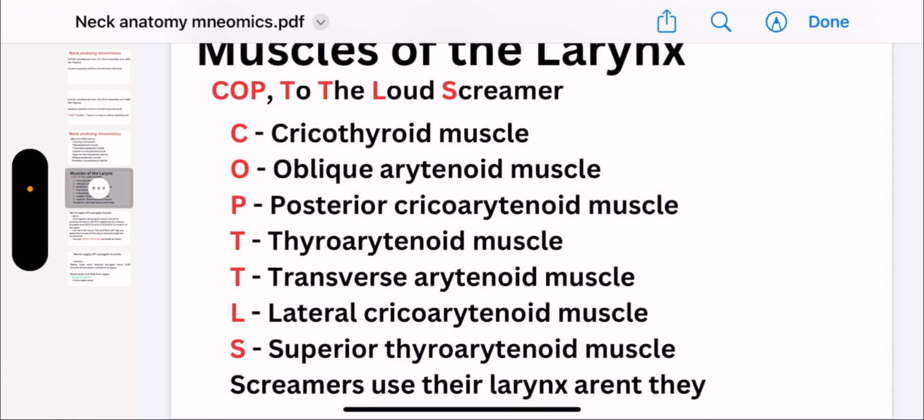As you know, screamers use their larynx, aren't they? So screamers use their larynx. So we're talking about larynx muscles, and I did my best to make the mnemonic make sense. So the COB cop, to the loud screamer.